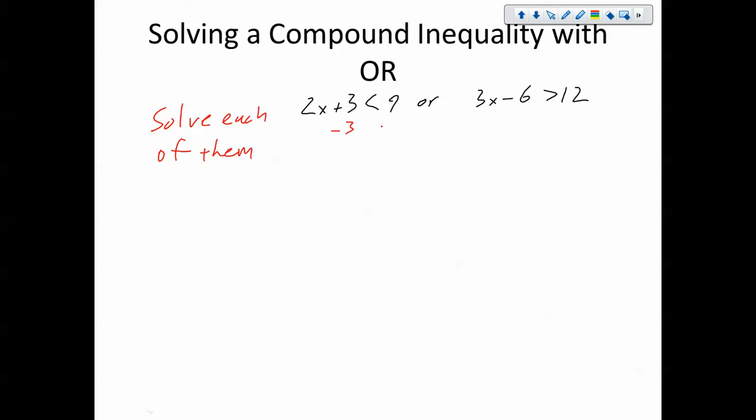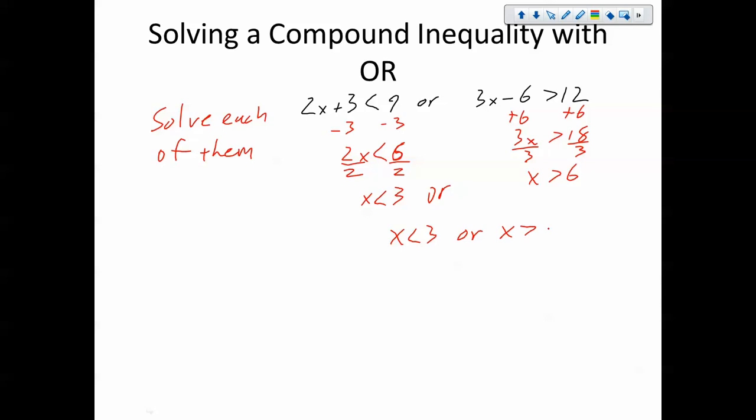So I'm going to subtract 3 from both sides, and that leaves me with 2x is less than 6, not 5. And then we're going to divide both sides by 2, and we're left with x is less than 3. Or I'm going to add 6 to both sides. We get 3x is greater than 18. We're going to divide both sides by 3. We get x is greater than 6. So my final answer here is x is less than 3 or x is greater than 6.